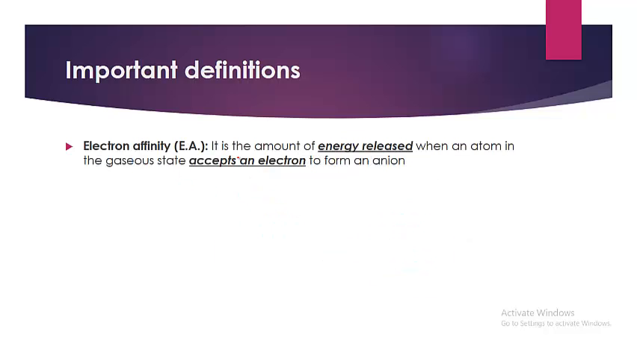What is electron affinity? Electron affinity is the amount of energy released. It is energy released when an atom in the gaseous state accepts an electron to form an ion. Now we are forming an anion, and now the atom is accepting an electron.